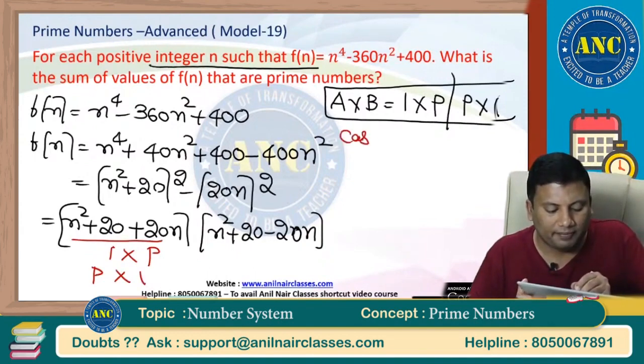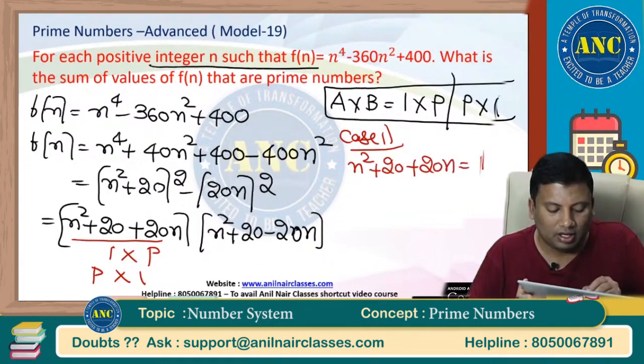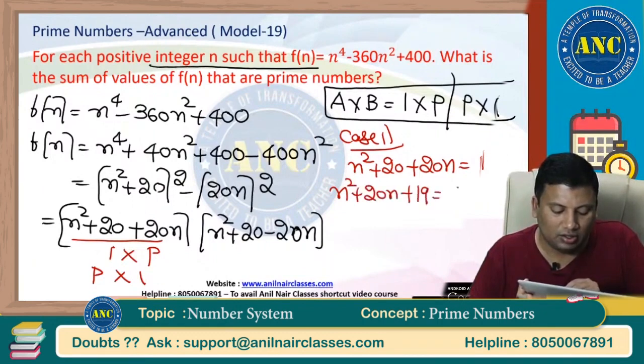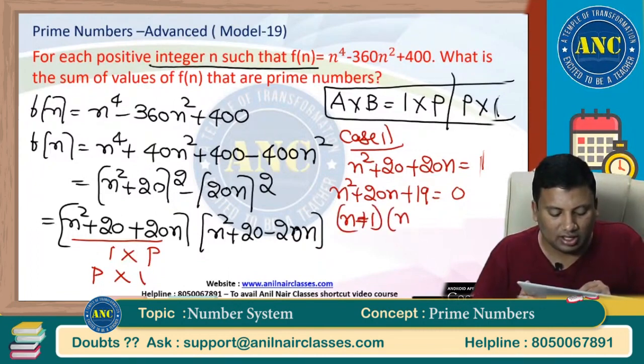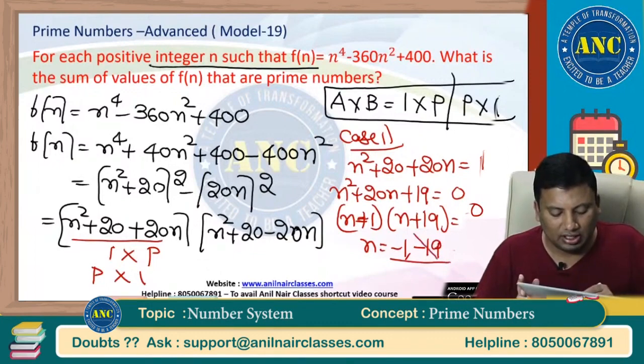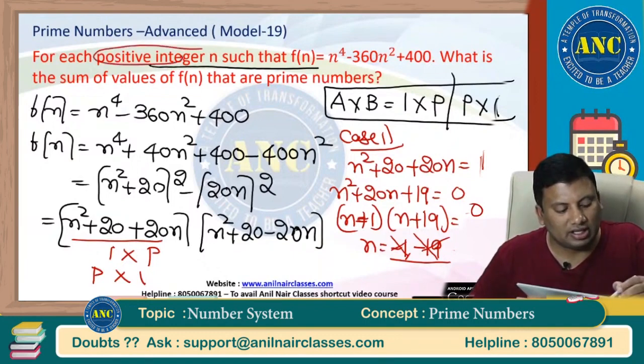Case number 1: n square plus 20 plus 20n equivalent to 1. So n square plus 20n plus 19 equivalent to 0. So it is n plus 1 into n plus 19. So n will be minus 1 or minus 19. This is not possible. Why? Because for positive integer it is specified.